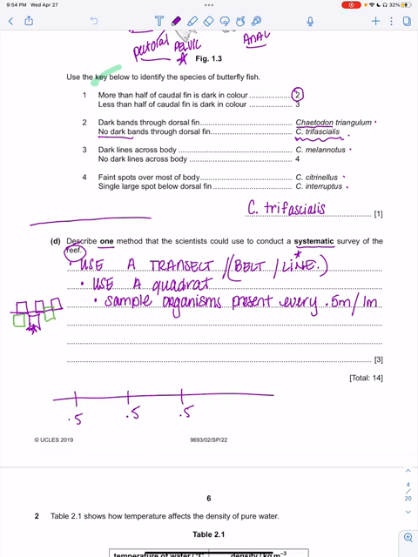All right. And so when you do that, you're going to put your quadrat wherever you want, right? You're going to do it again. But once it's in there, you're going to count all of the species that are present, the amount of them, the different types.